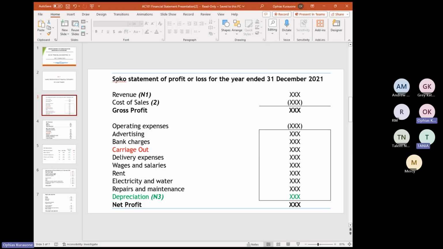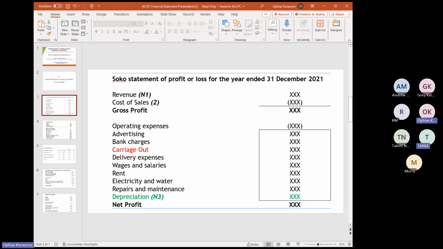For example, I still remember when we were preparing the trial balance, so I hope everyone is now aware of the trial balance and how it can be used, and so on. So let's go to the first one. What we need to understand here is revenues. That's the first thing we're supposed to do.